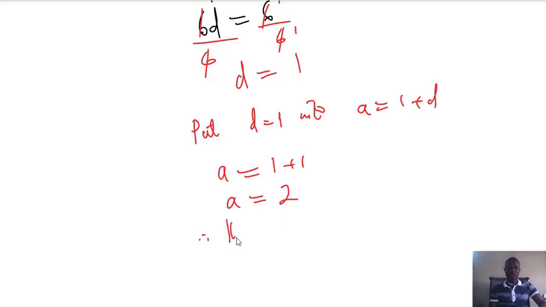So therefore, the first term is 2. The first term is 2. So that is how we go through to find the first term.